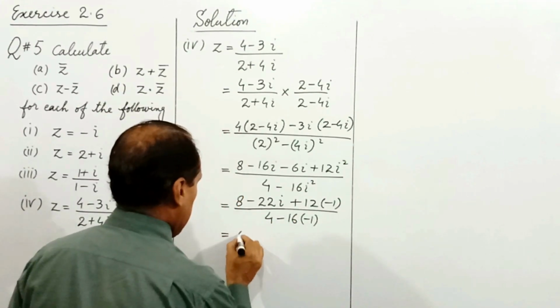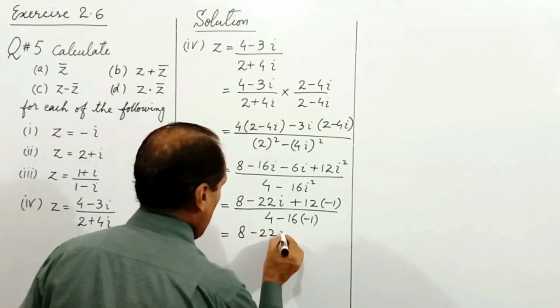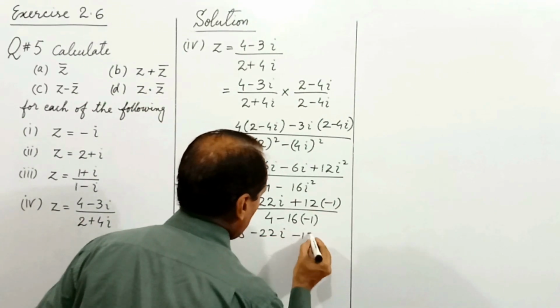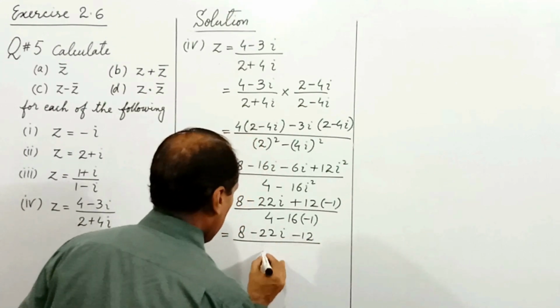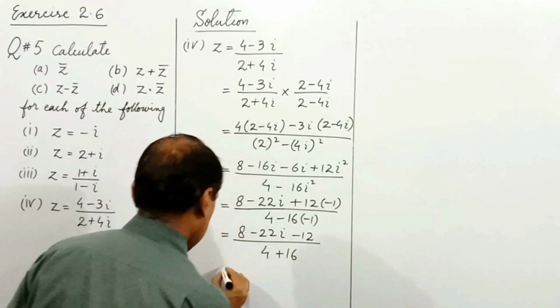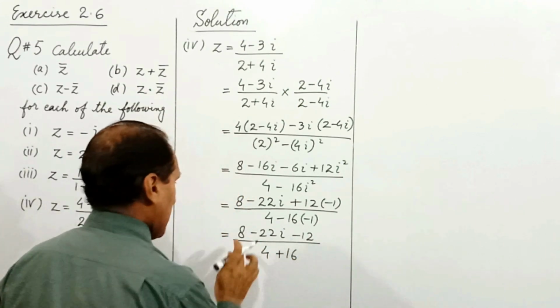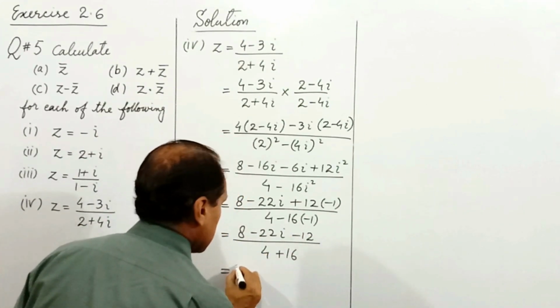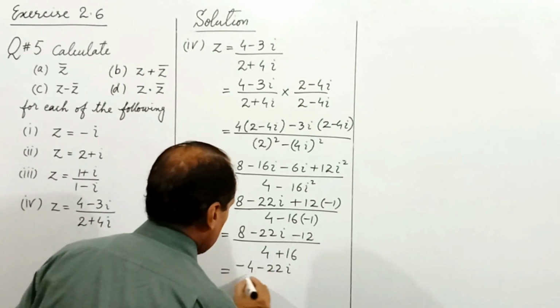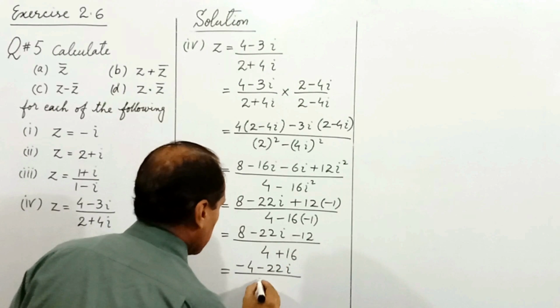In the next step, 8 minus 22 iota plus minus minus, that will be minus 12, whole divided by 4 minus minus, plus 16. In the next step, we got 8 minus 12, that is minus 4, minus 22 iota, whole divided by 4 plus 16 is equal to 20.